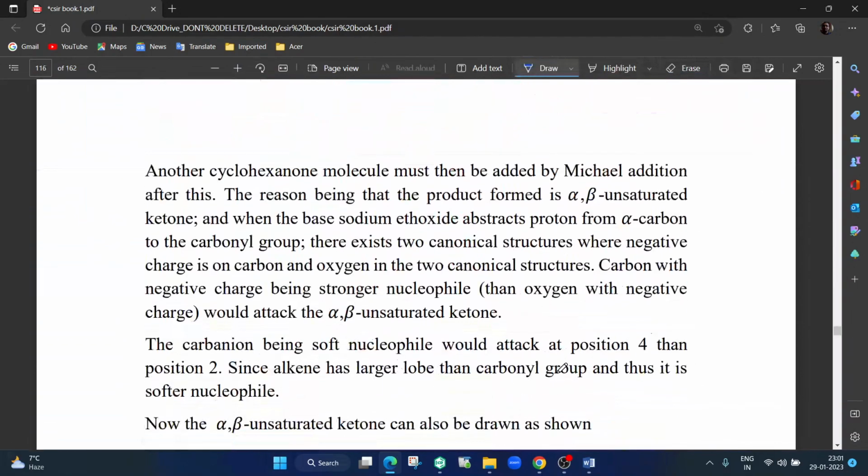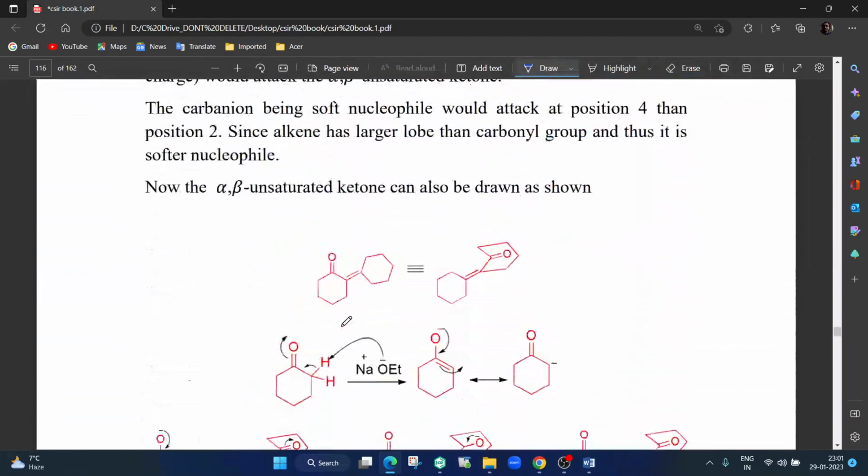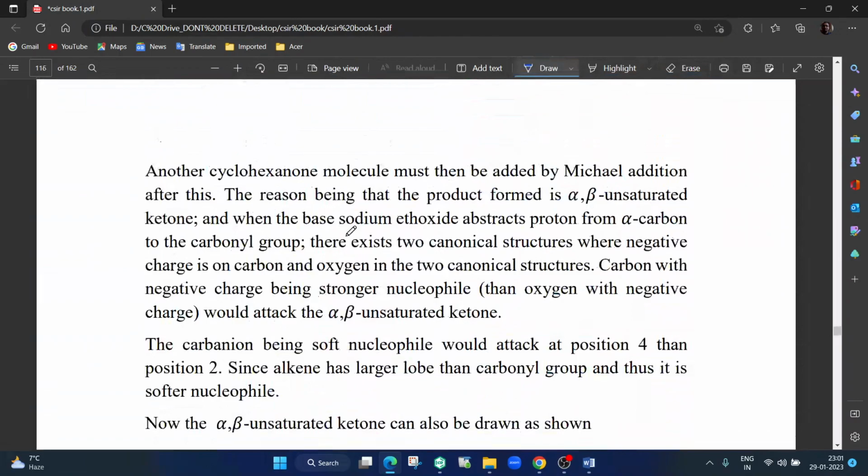Now the next step also looks quite clear, because you have an alpha beta unsaturated ketone and of course the starting material cyclohexanone is there, so it has to be Michael addition. Michael addition is a 1,4 addition reaction. So what happens, I will go slowly, you can keep reading also.